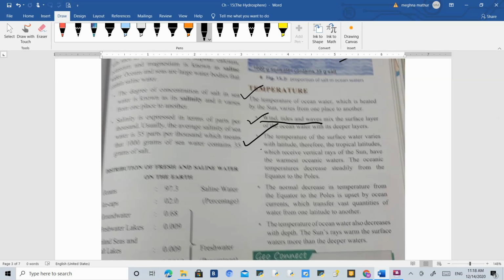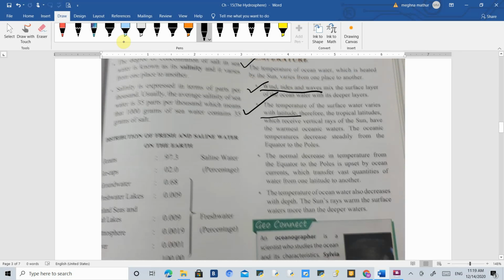Second is latitude. Now, we have the equator, the Tropic of Cancer, Capricorn, and then we have the poles also. So the temperature of the water also depends on which latitude it is lying. If we are talking about water near the equator, then it will be hot water. If we go further away from the equator, we will find less and less hot water. And if you move towards the poles, then you will find freezing water. So latitude is again a very important characteristic which decides the temperature of water.